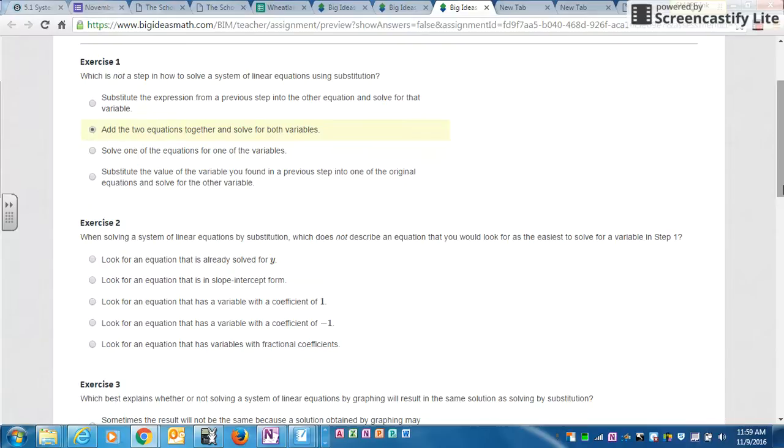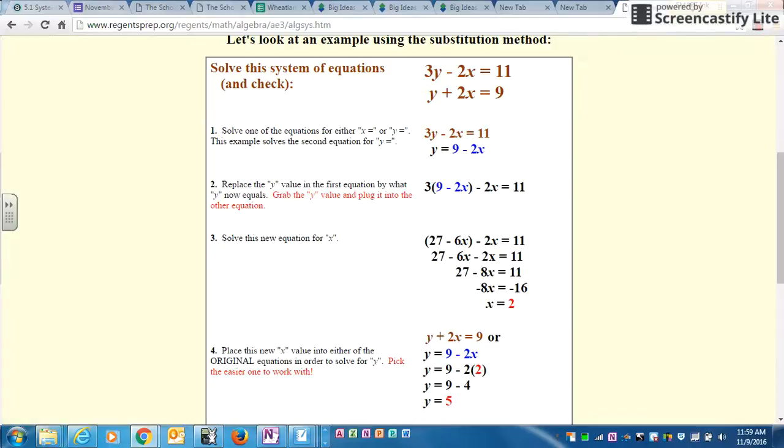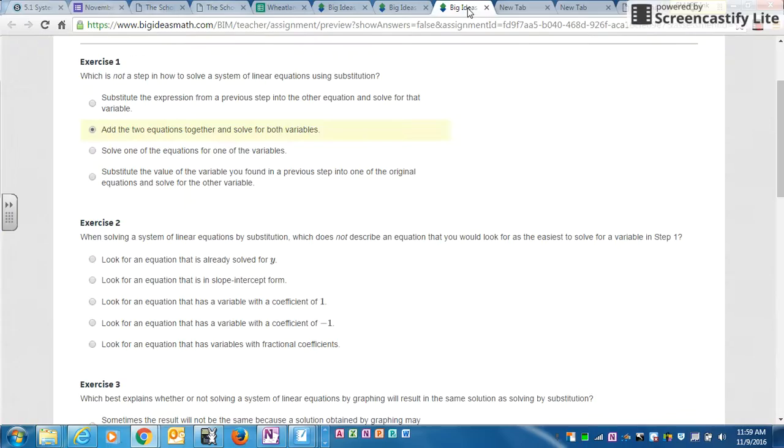When solving a system of linear equations by substitution, which does not describe an equation that you would look for as the easiest to solve for a variable. So if I go back here, I'm going to pick a variable to solve for. So which one do I pick and why? I'm going to try to pick one that has a coefficient of 1. So look for an equation that's already solved for y. That's the best way to do it because it's already solved for you. You already know what y is.